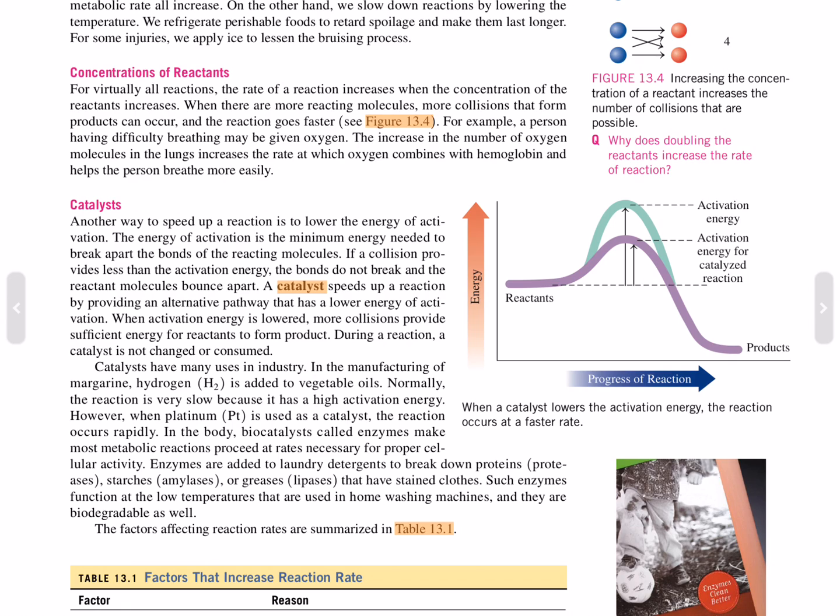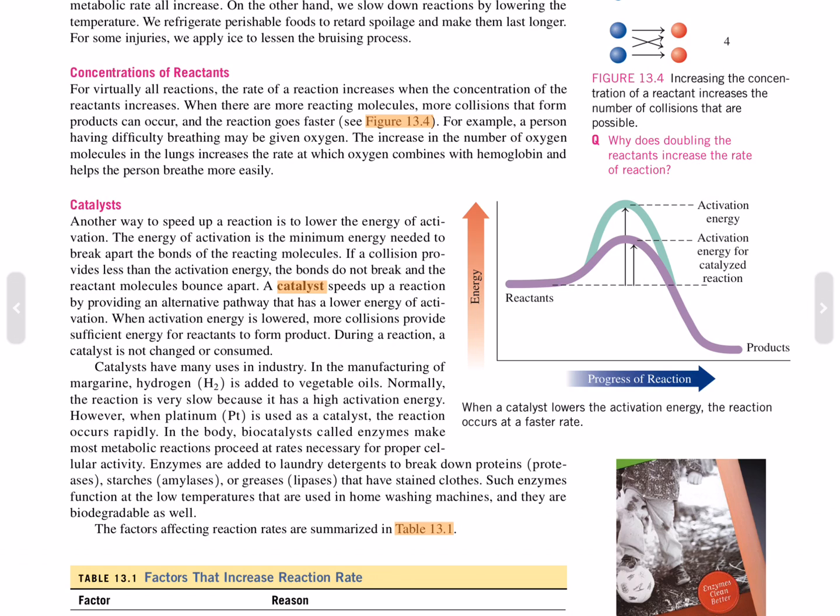Catalysts have many uses in industry. In the manufacturing of margarine, hydrogen is added to vegetable oils. Normally, the reaction is very slow because it has a high activation energy. However, when platinum is used as a catalyst, the reaction occurs rapidly. In the body, biocatalysts called enzymes make most metabolic reactions proceed at rates necessary for proper cellular activity.